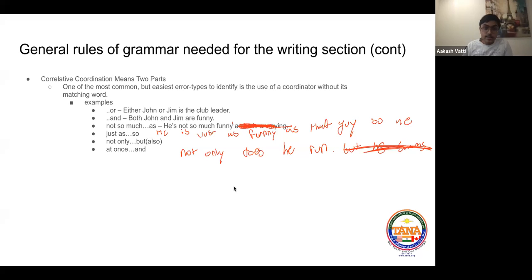At once, and it's the same thing as the previous two. With only one of them, it doesn't make as much sense. It's only "at once," and it doesn't make as much sense without the word "and."